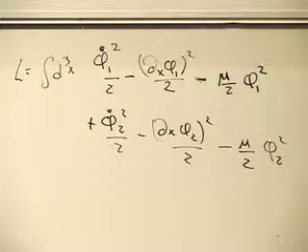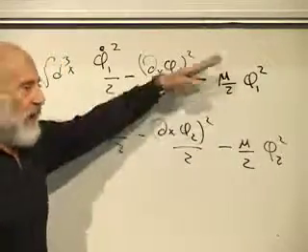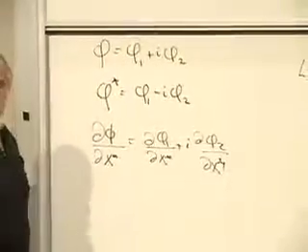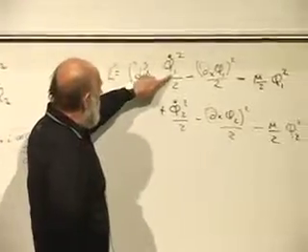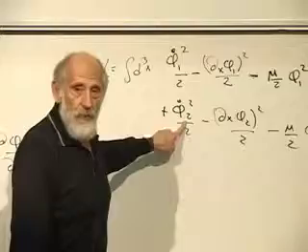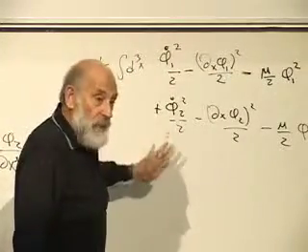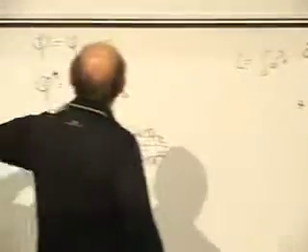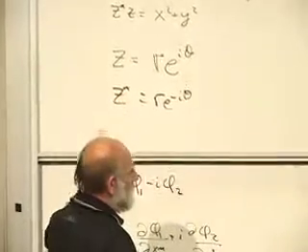I can use the complex notation to simplify this. First of all, let's concentrate on this phi 1 squared and phi 2 squared. Phi 1 squared plus phi 2 squared is the same as phi star phi. What about phi 1 dot squared plus phi 2 dot squared? That's phi dot times phi star dot. A 1 squared plus a 2 squared always means a thing times its complex conjugate.